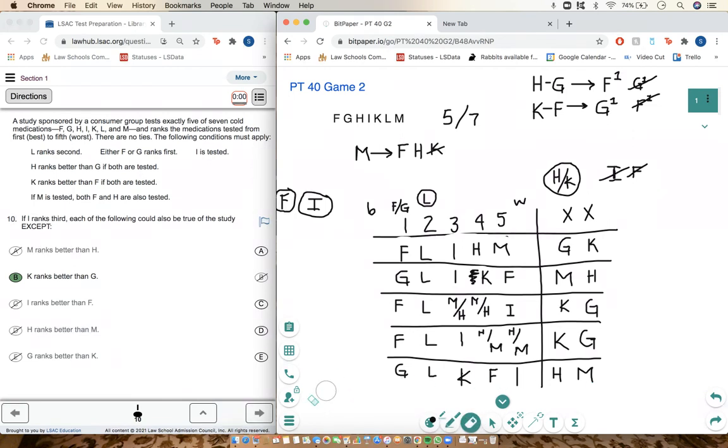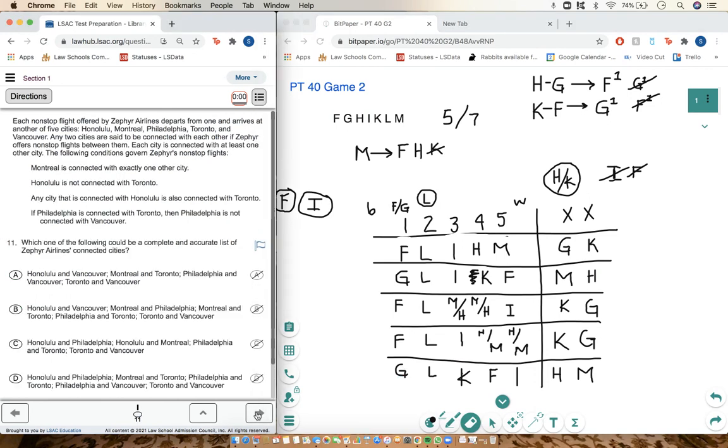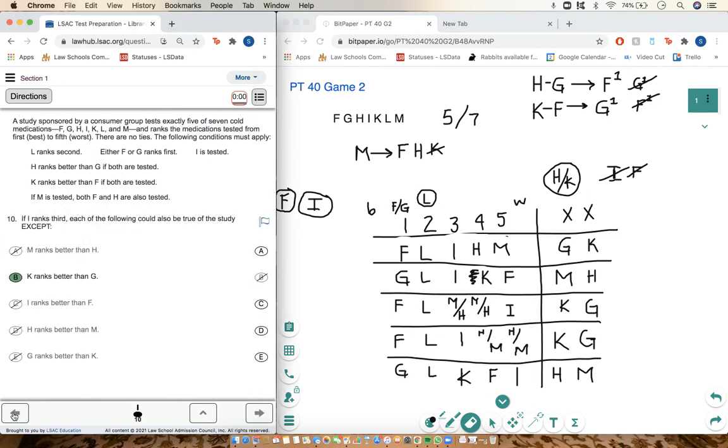So can K rank before G in this situation? No, it can't, because when you have K and G in, you need to have I, F, and L in as well. And in that situation, because K has to come before F, G's the one going first, right? So K can't rank before G in this situation. So B is our answer. And that was it. That was everything.